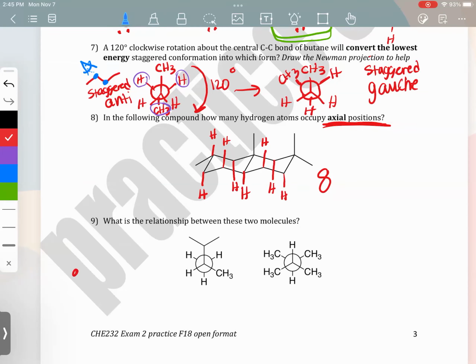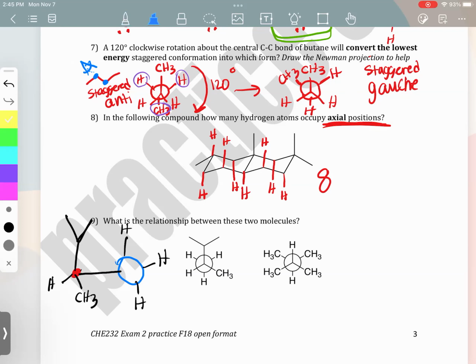The front carbon, let's represent that by the red dot, and the back carbon, the big one, by the blue dot. We just draw the big carbon almost as if you're looking at it from a sideways view. It's the sawhorse, like Ben said. The front carbon has this isopropyl joint with your methyl and your hydrogen. In the back carbon, we just have all hydrogens. So this is our molecule for the first Newman projection.